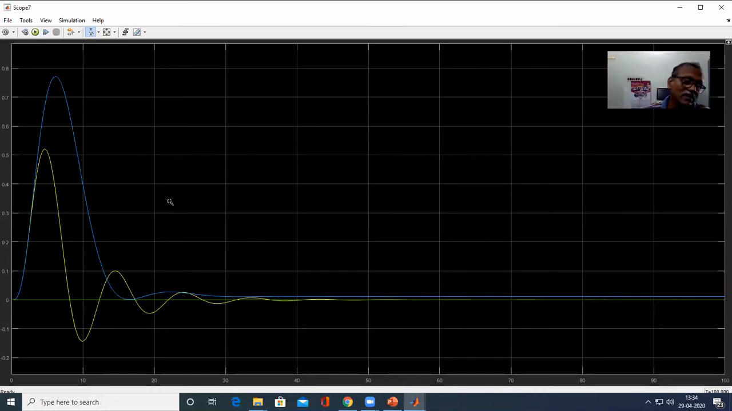On the other hand, if you see the regulatory response, the Dahlin's controller has large overshoot because it is not designed for regulatory response, but the deadbeat controller gives a better response, even though it doesn't have that much oscillation as we have seen in the servo response.